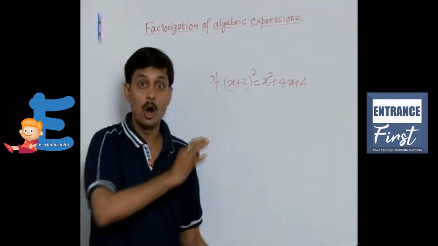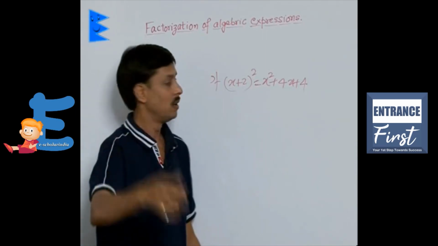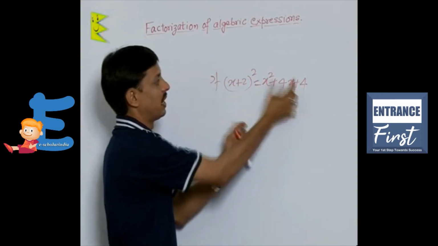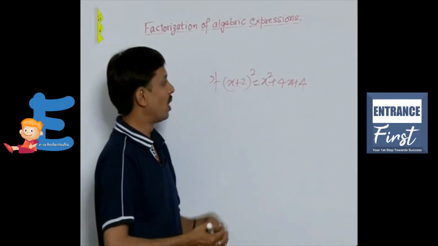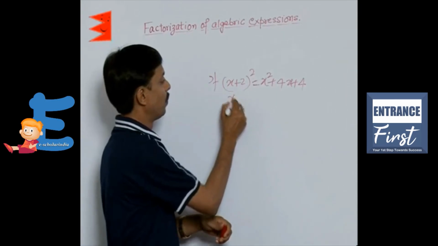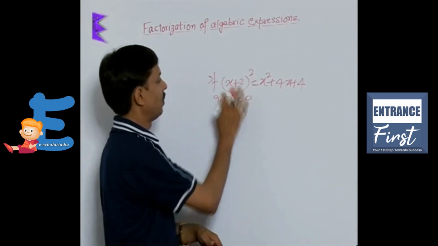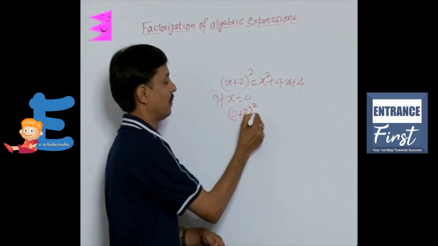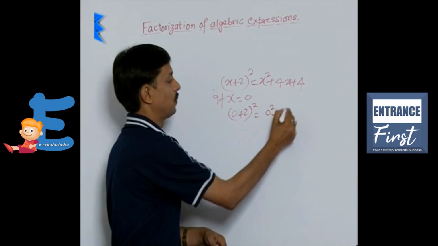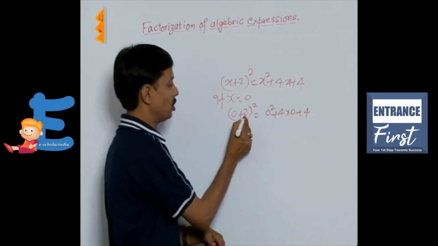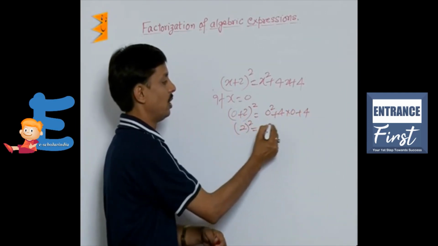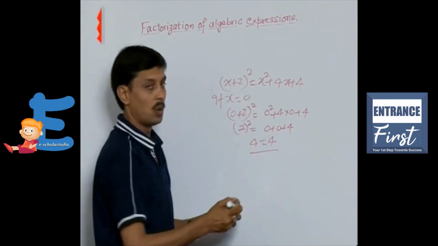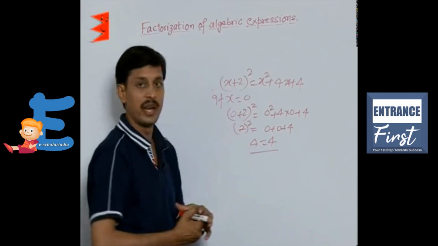Because you can choose any value of x, and you will find that the left hand side is always equal to the right hand side. Suppose you take x equal to 0. Then you will say it is 0 plus 2 whole square is equal to 0 square plus 4 into 0 plus 4. 0 plus 2 is 2, whole square is equal to 0 plus 0 plus 4. 4 is equal to 4. So I can say it is verified.